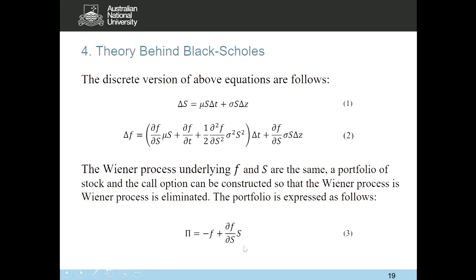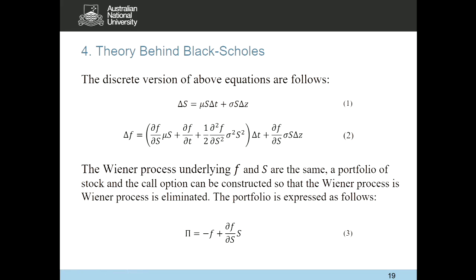So how many shares are we going to buy? We're going to buy the change in the call option price with respect to the change in the share price. That measures how sensitive the call option price is to the share price. We buy that amount of shares so that all the sensitivity of the call option price is eliminated. This is analogous to what we learned last week, the delta hedging strategy.